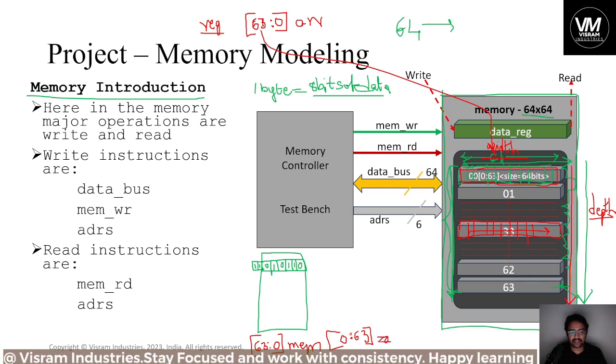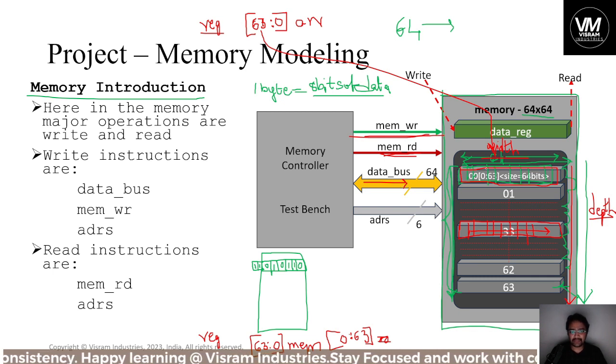This is the representation of a memory matrix. You will get to know it in the Verilog HDL code, but let us understand this architecture. What are the inputs we have? Memory read command, memory write command, data bus to give the data into the memory, and address bus to locate in which register of the memory this data is to be stored.